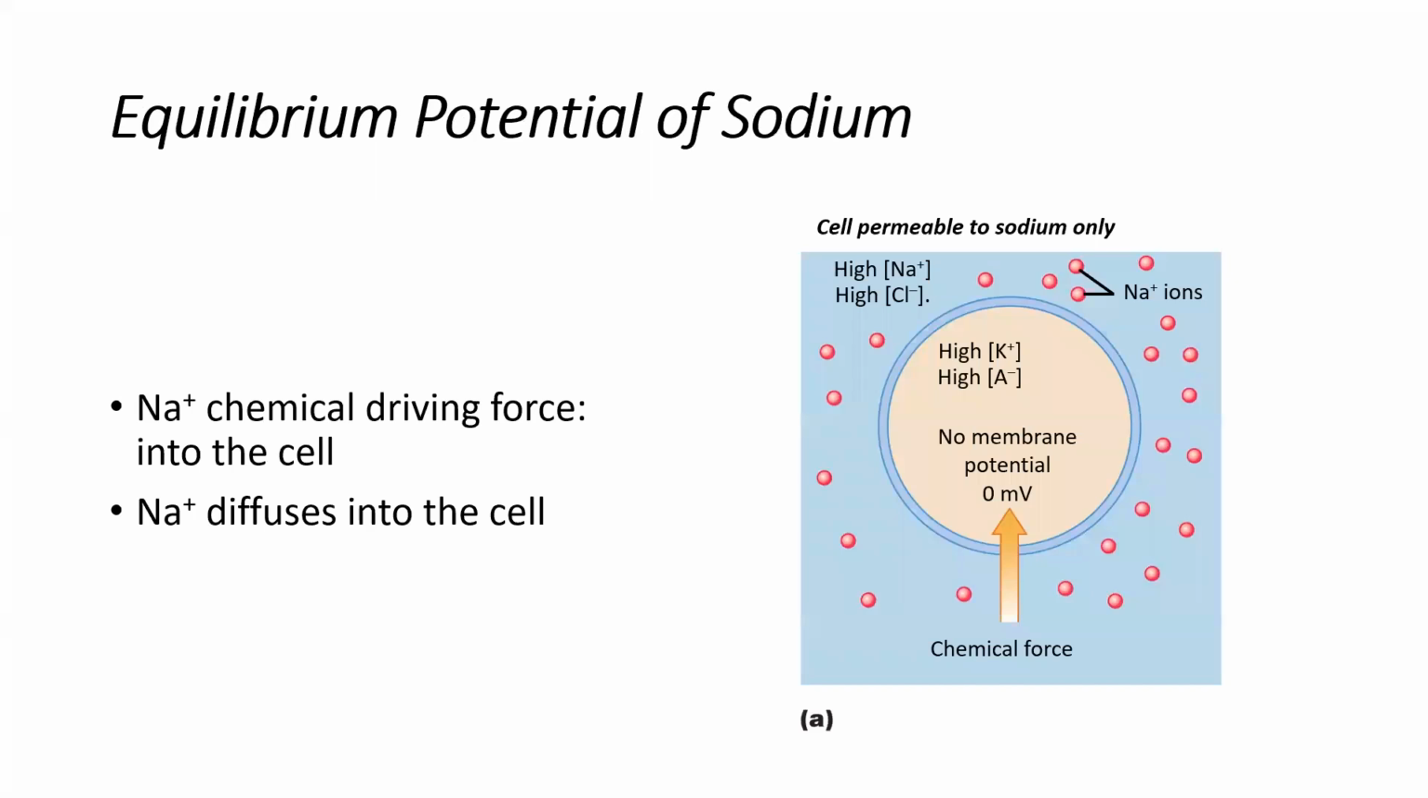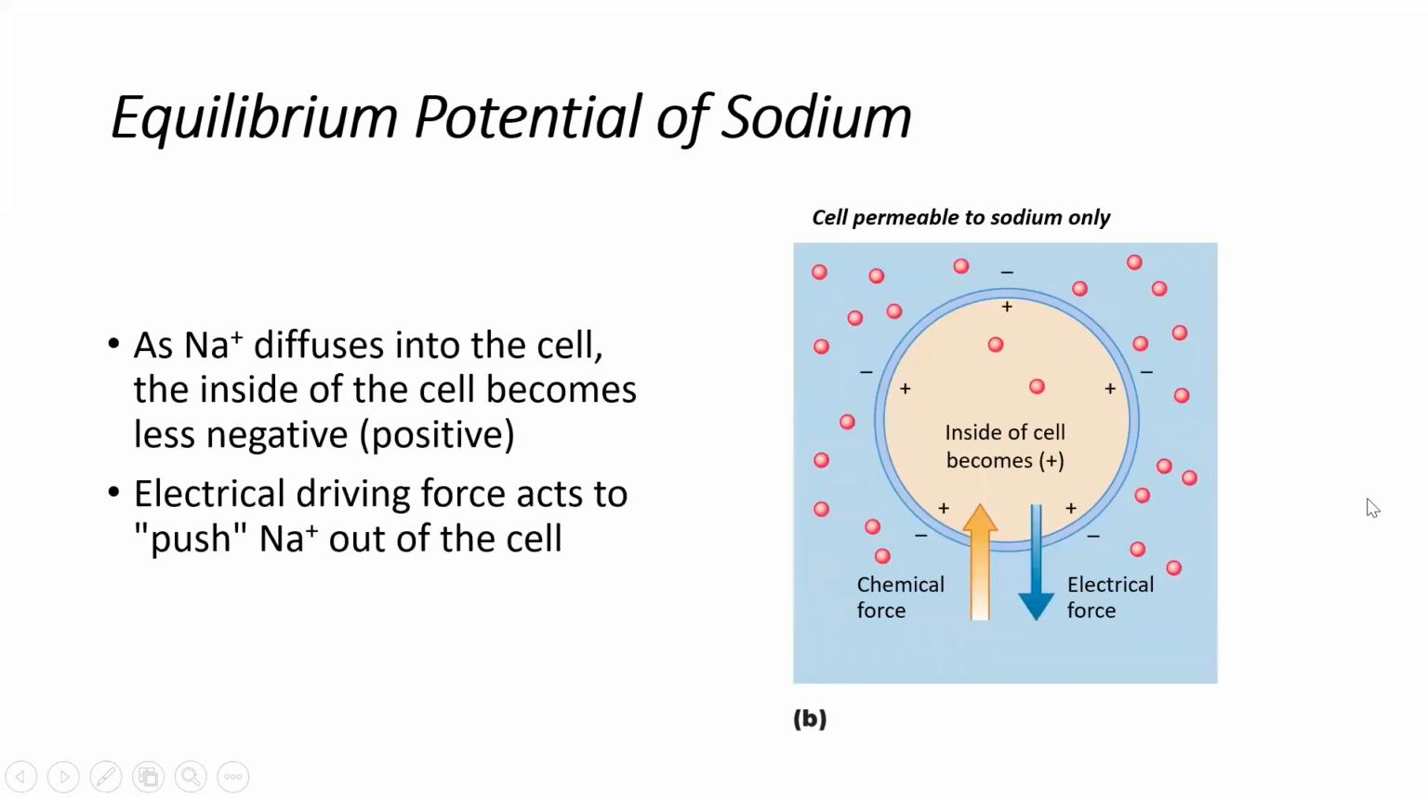So sodium has a chemical driving force into the cell because, again, we have that sodium-potassium pump that's pumping free sodium out. And so we have a higher sodium concentration outside the cell. So we've got a gradient now where sodium wants to diffuse back into the cell according to that concentration gradient. So we can see here that there's a chemical force trying to get sodium back into the cell according to its gradient.